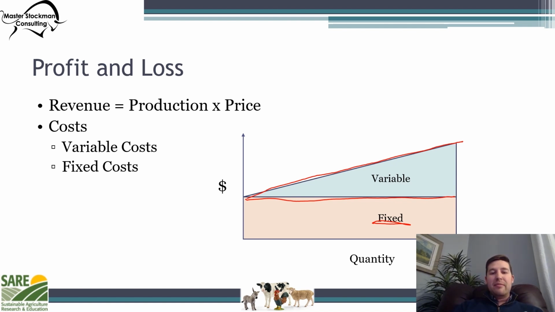And maybe our variable costs aren't a straight line. Maybe they start going up like this. So we need to figure out where that's going to be and what's going to work best for our business.